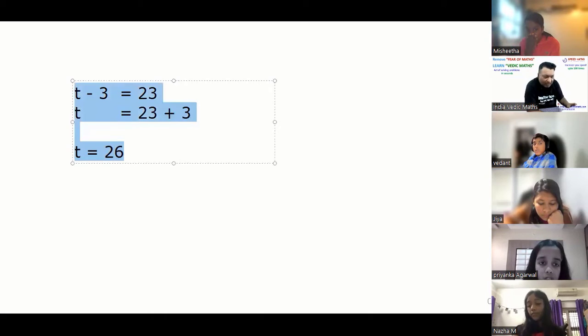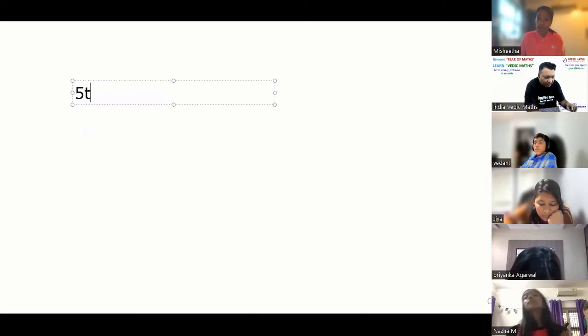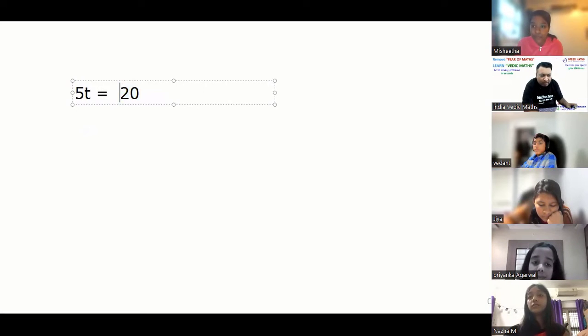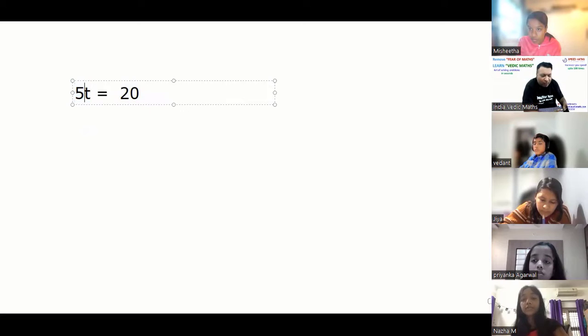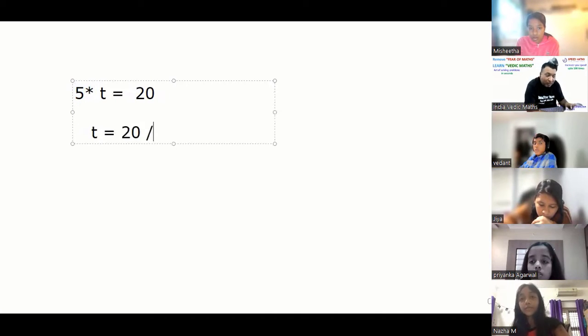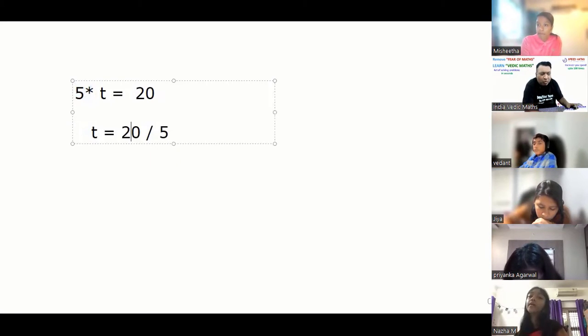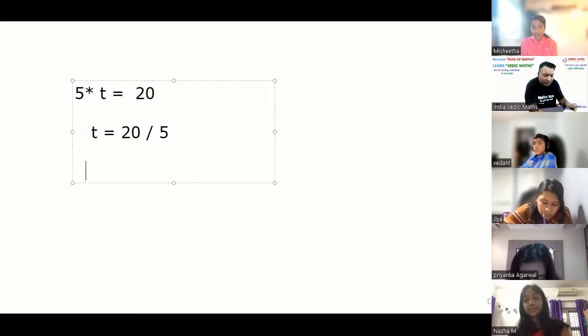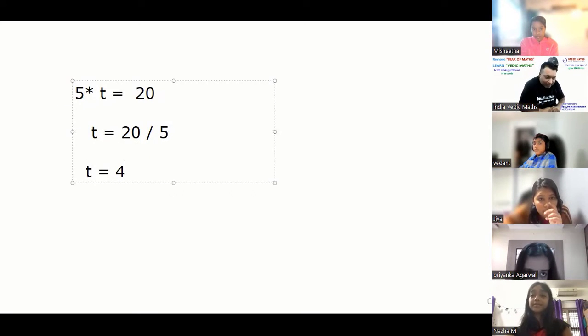Take one more example. This time, Naja will tell you. If I say 5t equals 20, this is a constant, this is a variable, this is a constant. Problem: the constant should be on the right side. 5t means 5 multiplied by t, right, Naja? Yes, sir. So if this 5 has to go to the right side, it will be 20 by 5, because there was a multiplication here, and multiplication becomes divide. So the answer is 4. T is 4. Got everybody?